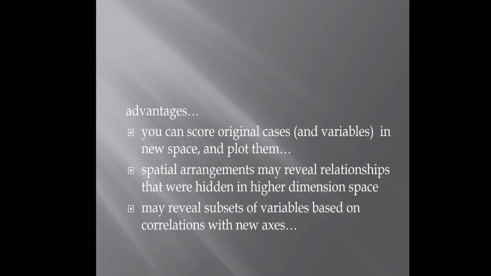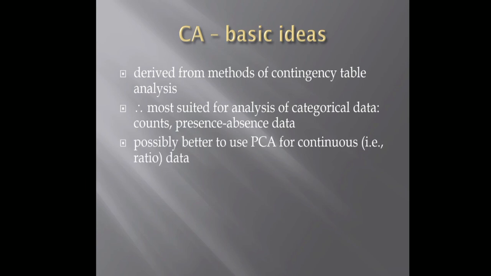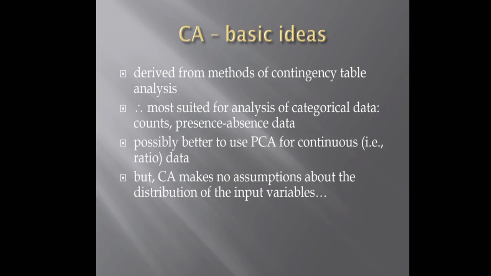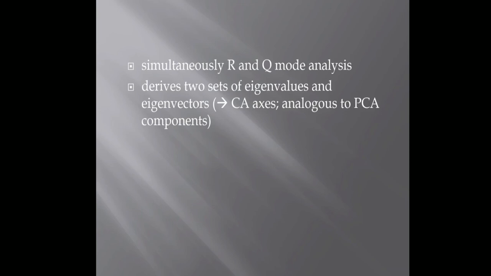Advantage: you can score original cases in the new space and plot them. Relationships that were hidden in a higher dimensional space may be revealed, and subsets of variables may emerge based on the collection of basic ideas derived from the method of correspondence analysis. CA is more suited for analysis of categorical data, counts, presence-absence data; it is possibly better to use PCA for continuous data. CA makes no assumption about the distribution of input variables.